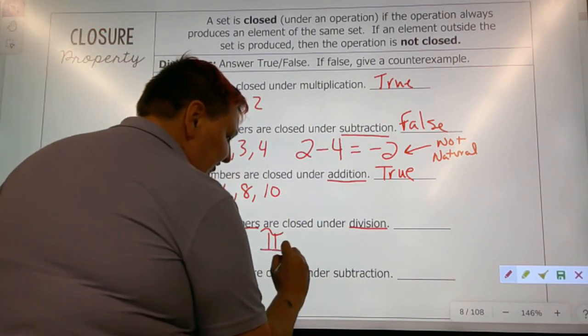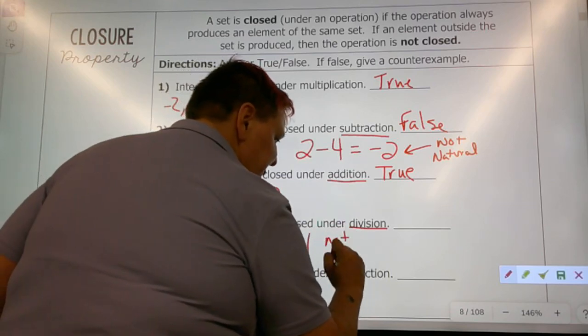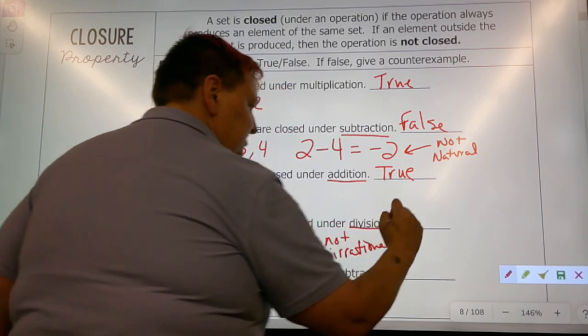So your evidence is pi over pi, which is equal to 1, and this is not irrational. So it is not closed. False.